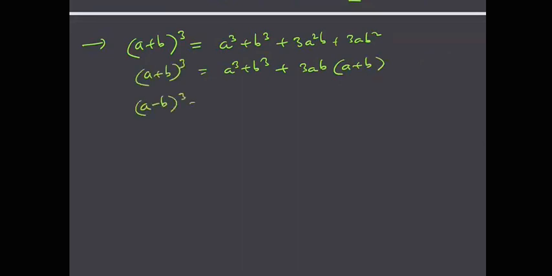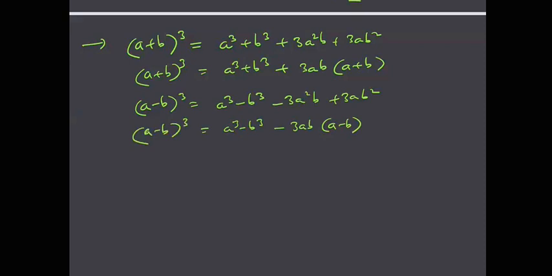(a minus b) whole cube is a cube minus b cube minus 3a square b plus 3ab square. And this is a cube minus b cube minus 3ab into (a minus b). This is the formula for (a minus b) whole cube, right?